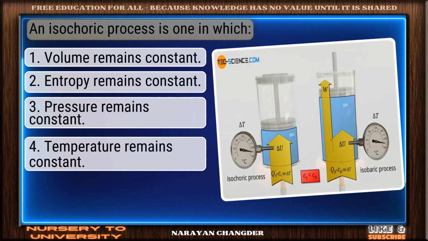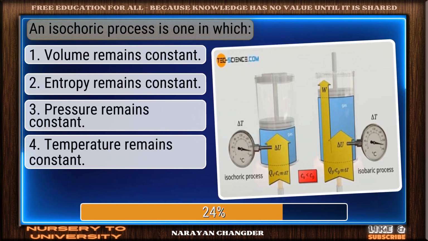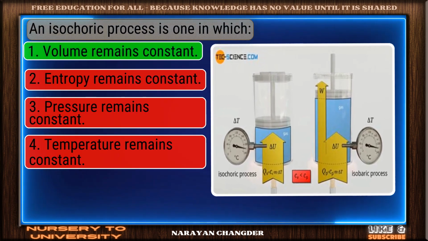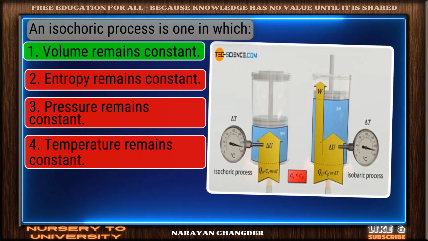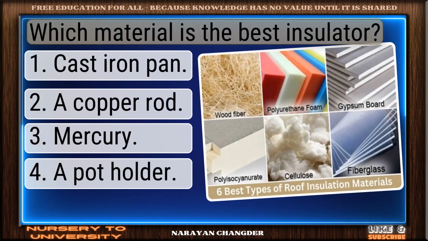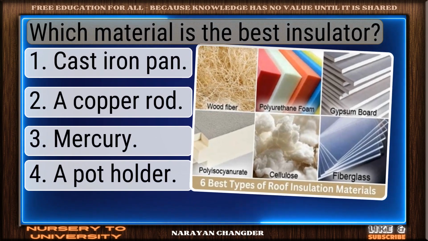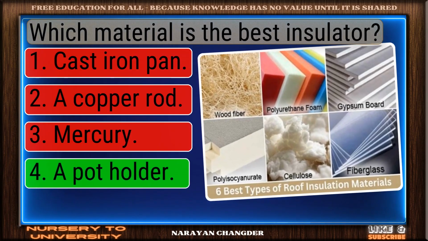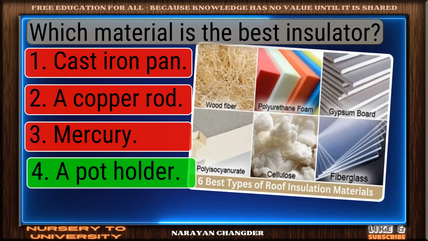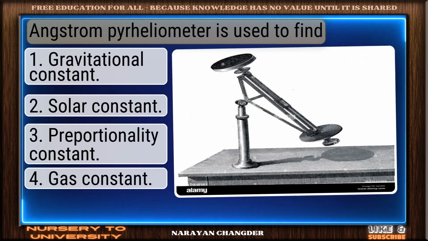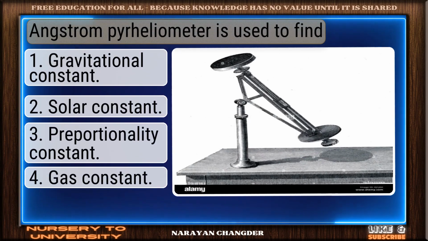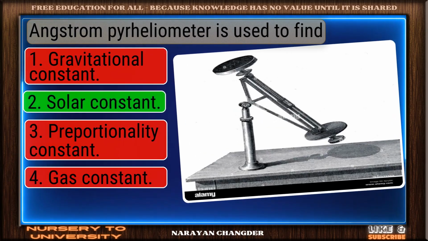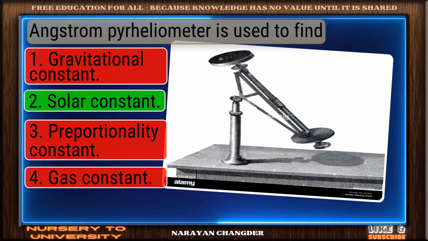An isochoric process is one in which. Correct response. Volume remains constant is the most accurate answer. Which material is the best insulator? Good job. Your answer, a pot holder, works well here. Angstrom pyrheliometer is used to find. Great thinking. Solar constant is the right choice.